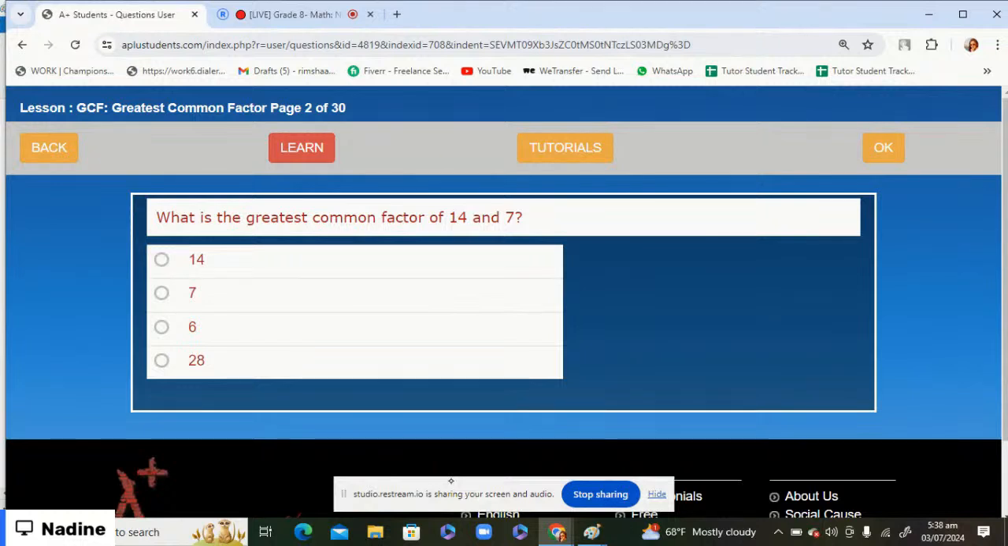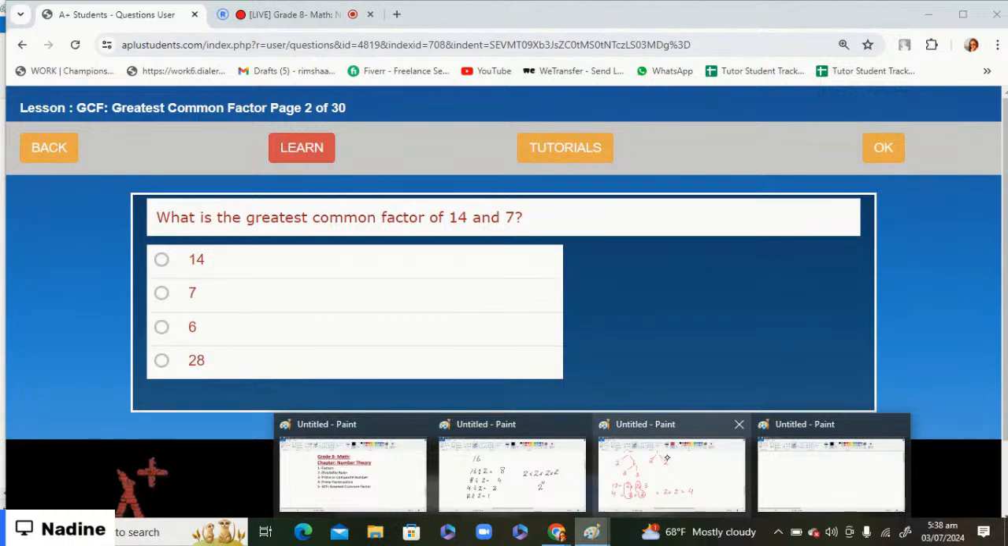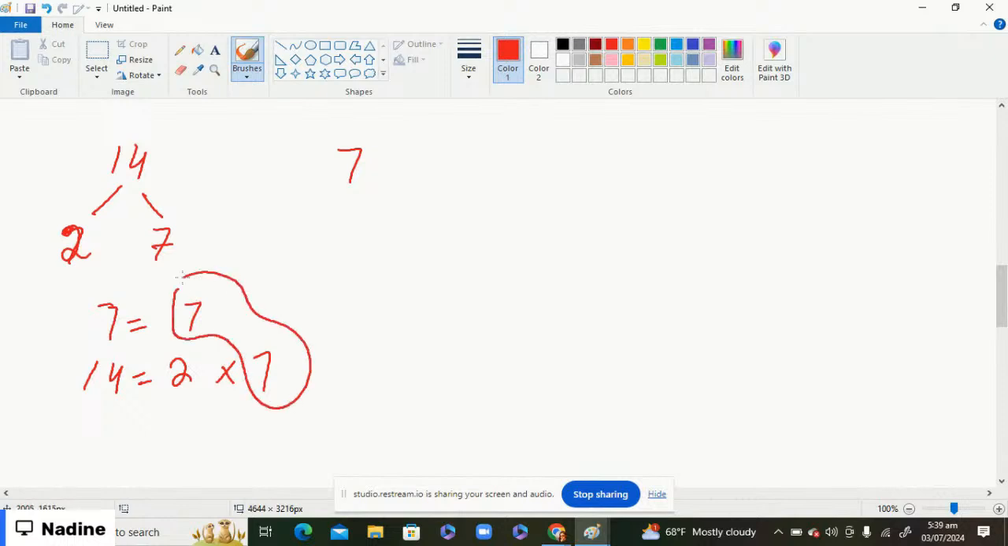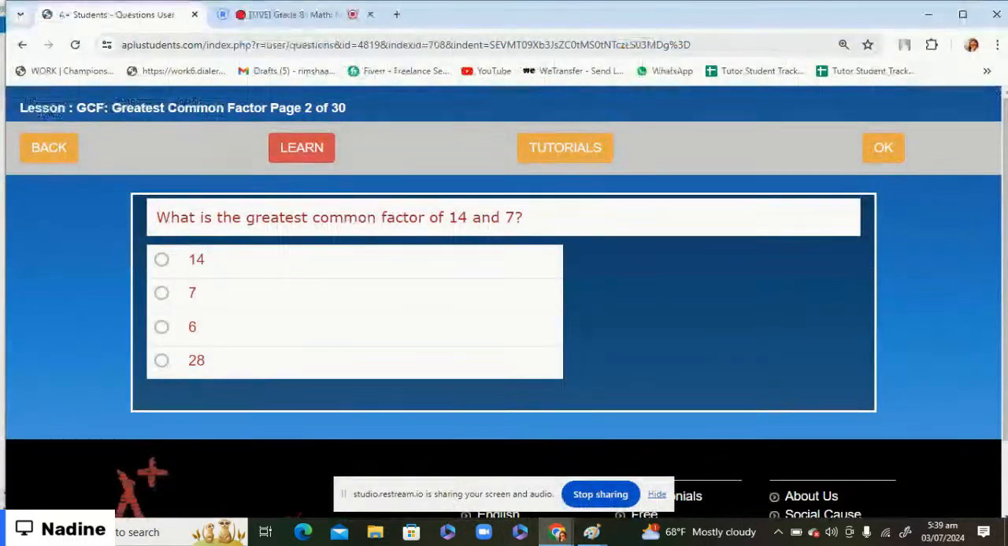Now you understand? Okay, now do it from here. What is the greatest common factor for 14 and 7, sorry. Let's check. 14 and 7. 7 is only 7 and 1, and for 14 it's 2 and 7. So this is same. So 7 is our greatest common factor. Check, is there any option for 7? Yes, it's here, option B.